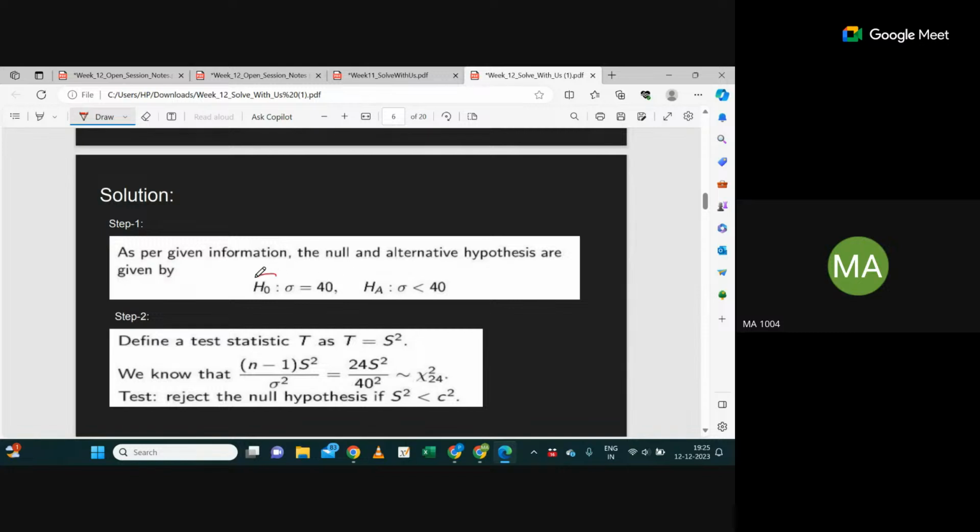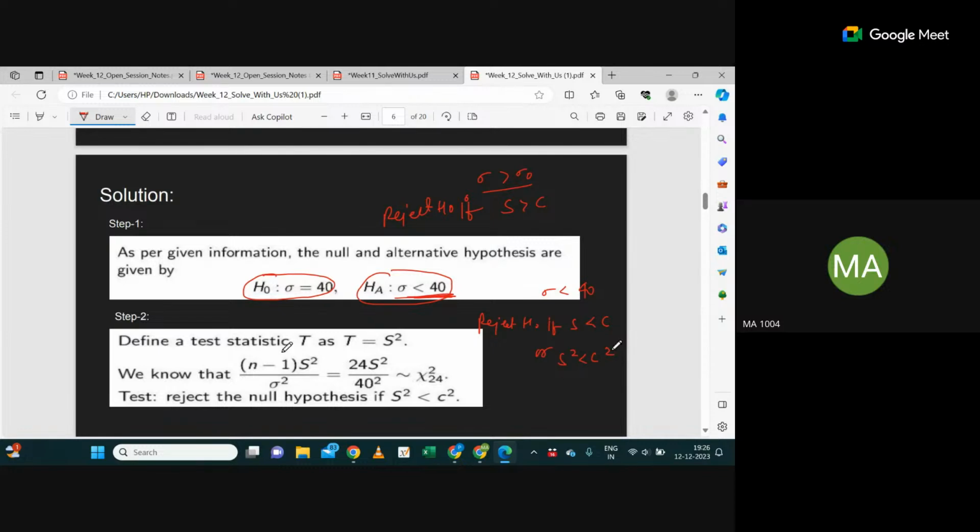So this H naught is sigma equal to 40, HA is sigma less than 40. Initially I took sigma greater than sigma naught, then I decided the test as S greater than C, and I will reject H naught if S is greater than C. But here, if sigma is less than 40, then you will reject H naught if S is less than C, or S square is less than C square. Anything is fine.